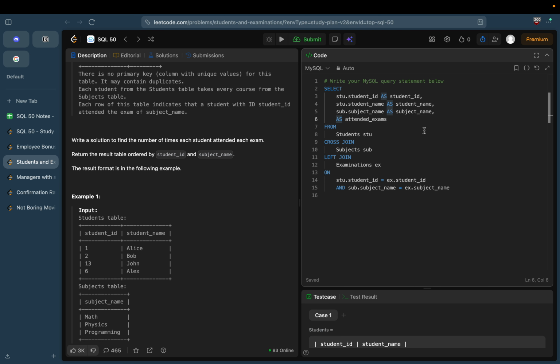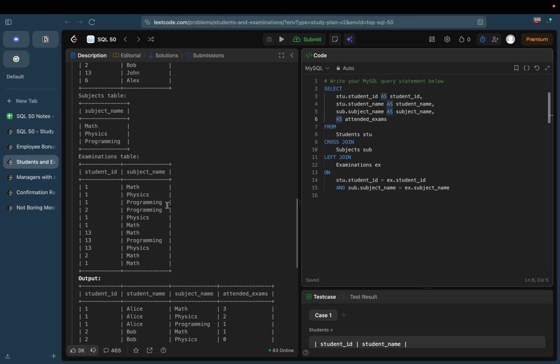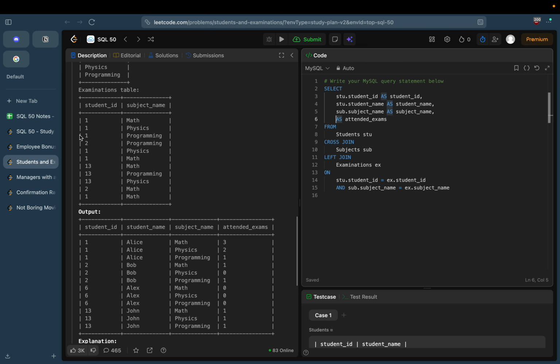For attended exams, we want to simply see the number of times a subject is occurring in the examination table. So in SQL terms, we want to count the number of times a subject name is occurring in the examination table, that is ex.subject_name. So that should give us the number of attended exams, grouping it by these 3 things. So this is what we'll definitely need to pick in a group by clause.